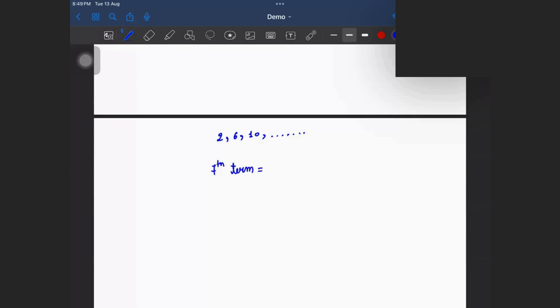It would be 26. Yes, 26. But this is nearby, that's why you could calculate it. If I ask you what is the 30th term, it is going to be a very long sequence and very calculative, right? So there is a formula for calculating its nth term, or any term.